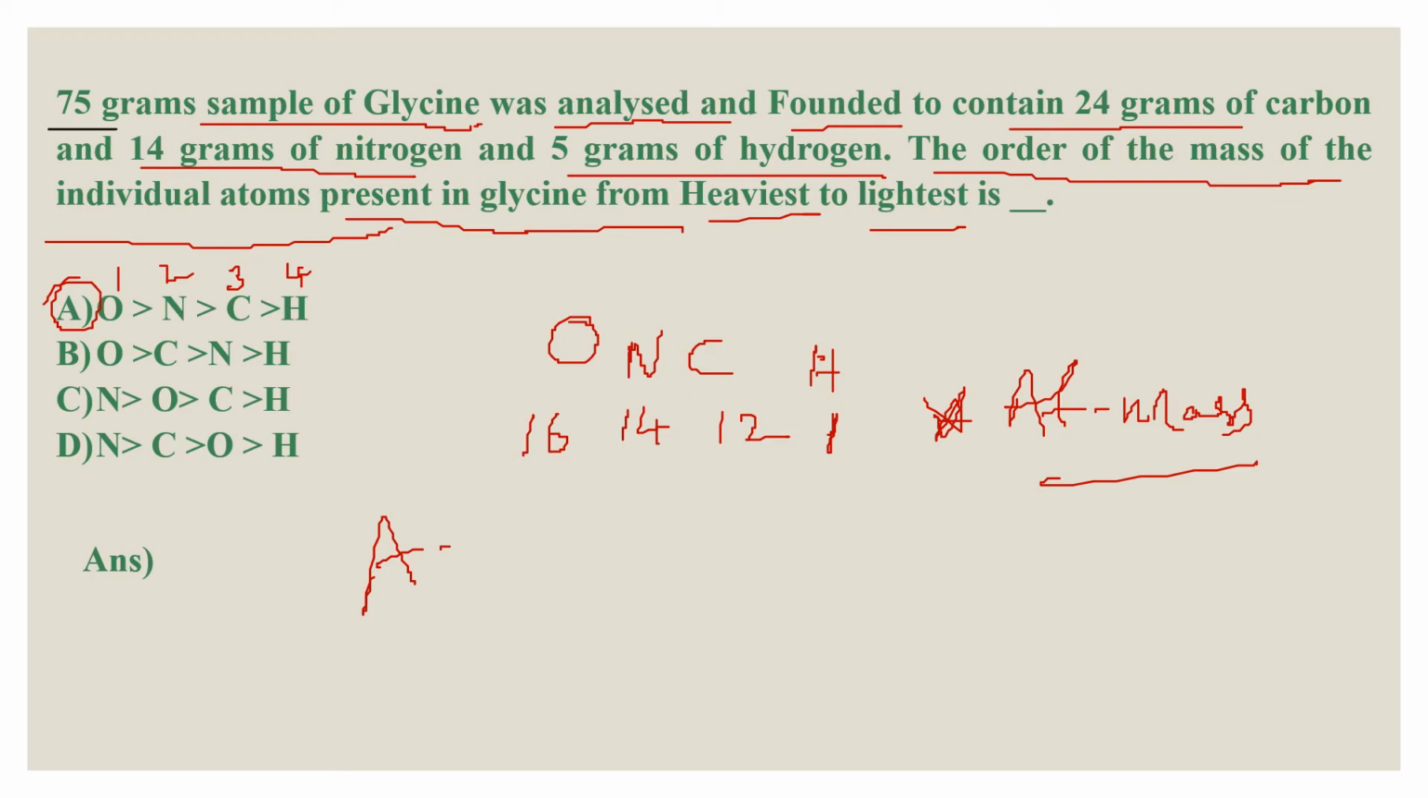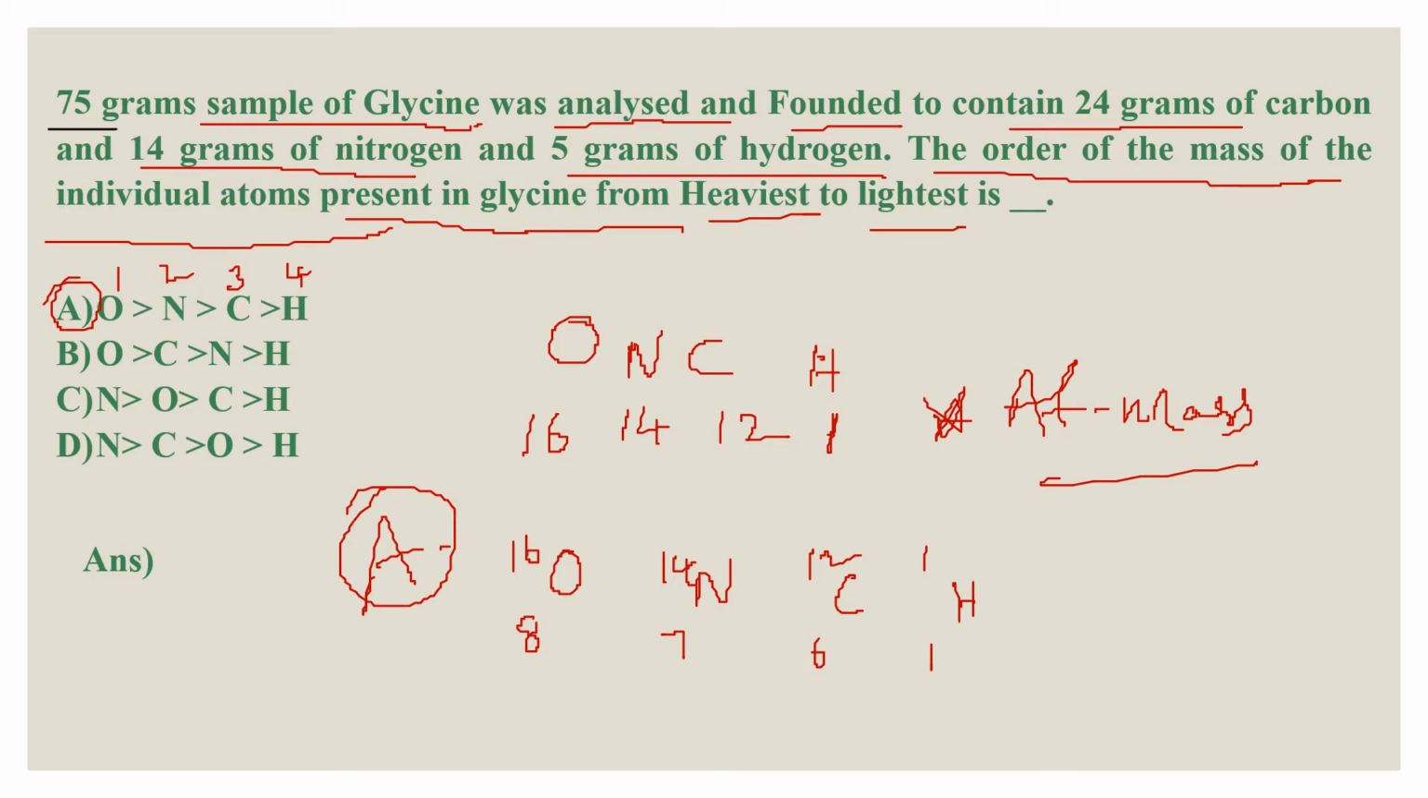Because you take any formula, the mass of that individual element is always constant. So that is why oxygen atomic number is 8, mass is 16, nitrogen 7 and 14, then carbon 6 and 12. Then hydrogen 1 and 1. So like that, please go through that question carefully. So finally, A is the right answer.